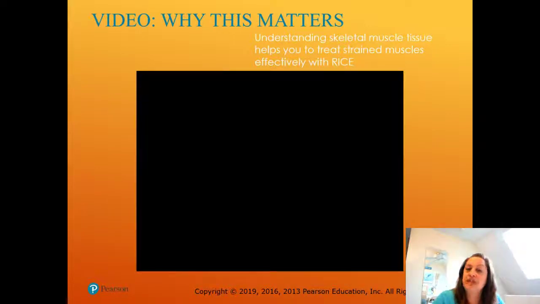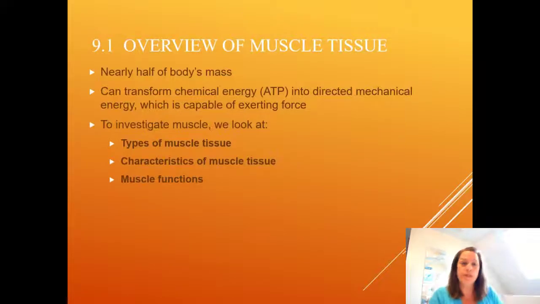So we're going to start out by talking about how we compare and contrast the three different types of muscle tissue in the body. This little video is talking about treating a muscle strain with RICE. RICE: rest, ice, compression, elevation. So again, check out the video.